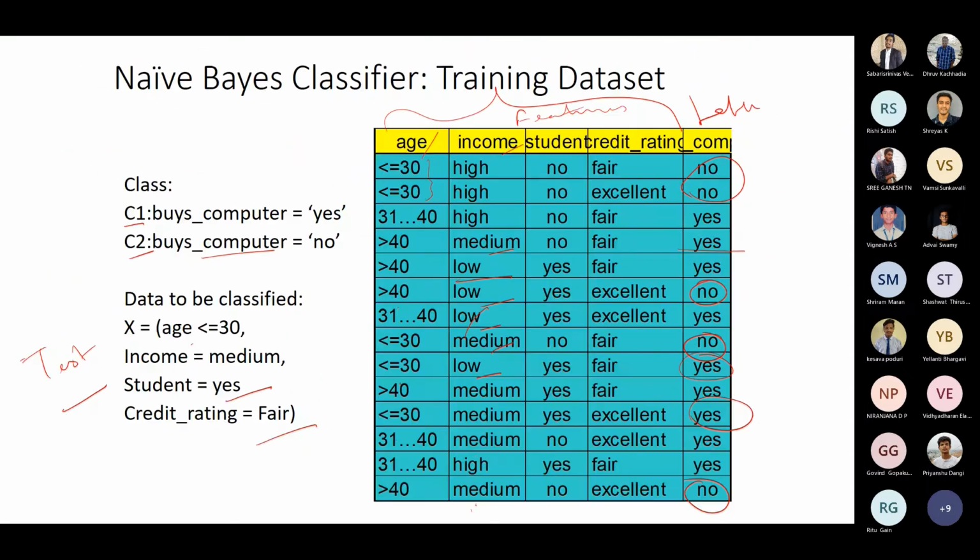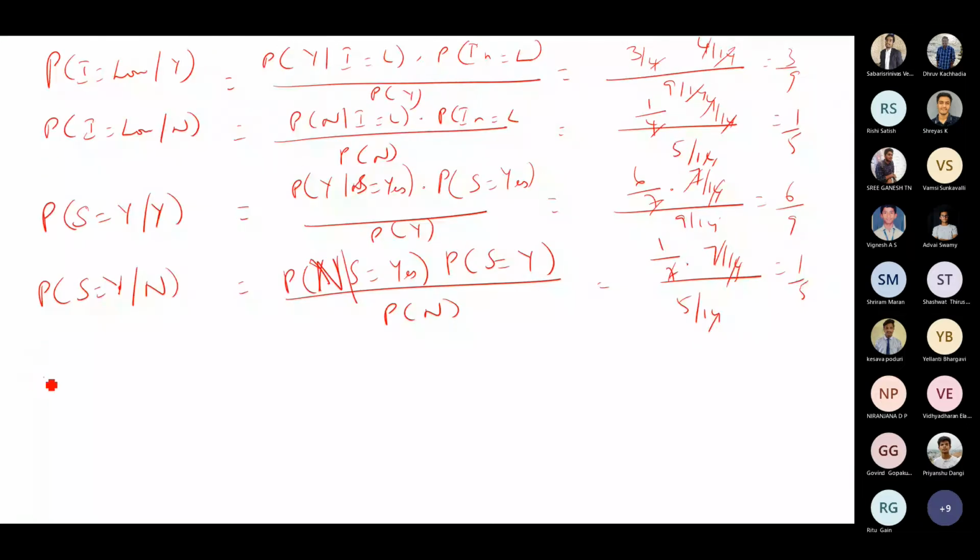Then the last component is credit rating is equal to fair. Again, I have fair and excellent. How many fairs? 1, 2, 3, 4, 5, 6, 7, 8 fairs. So probability of credit rating is equal to fair given yes, and probability of credit rating is equal to fair given no.